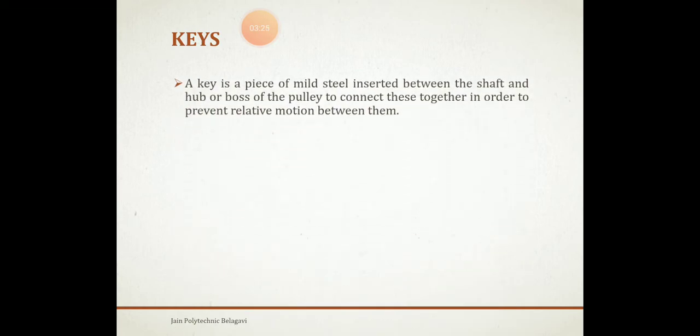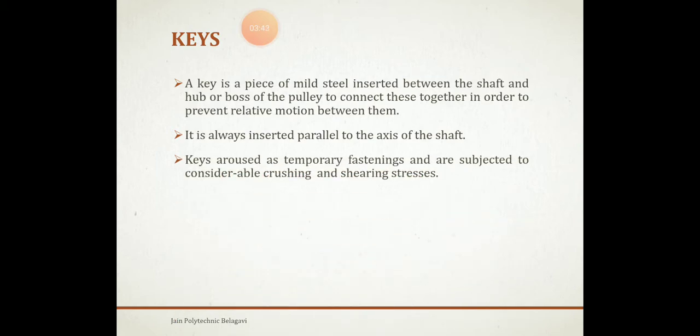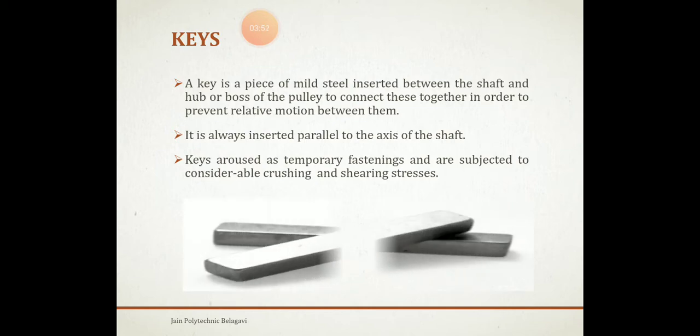Now this is what I told you. A key is a piece of mild steel inserted between the shaft and the hub, or the boss of the pulley, to connect these together. It is always inserted parallel to the axis of the shaft, same as I told in the introduction. So keys are used as a temporary fastening. This is the picture of a key, how keys look.